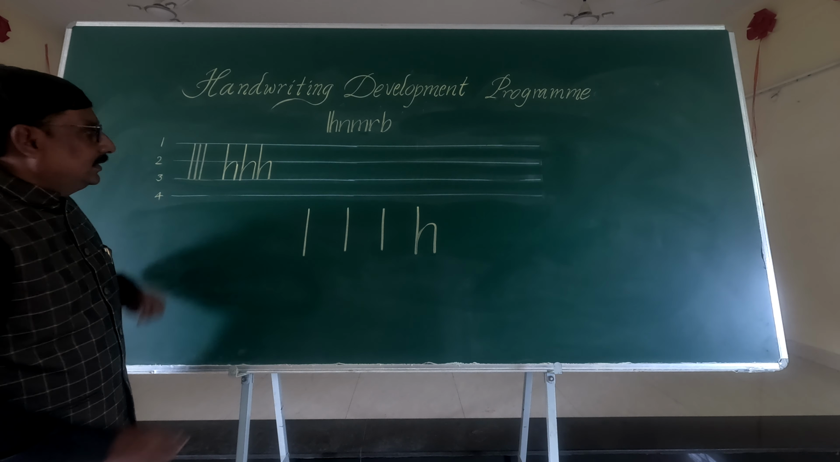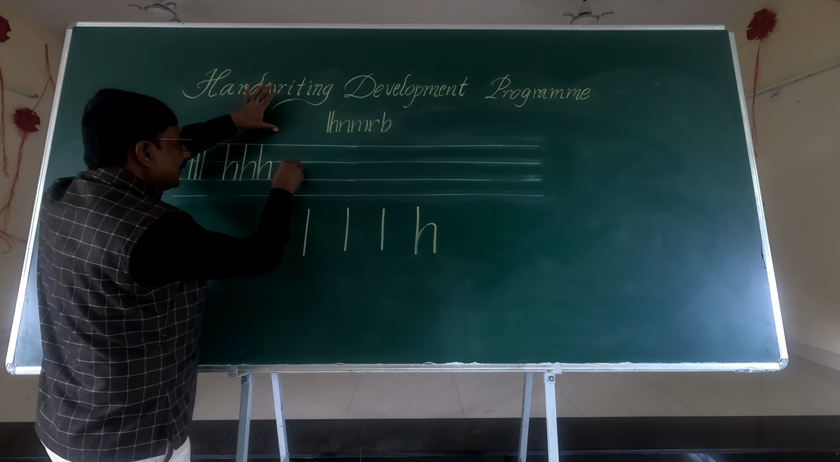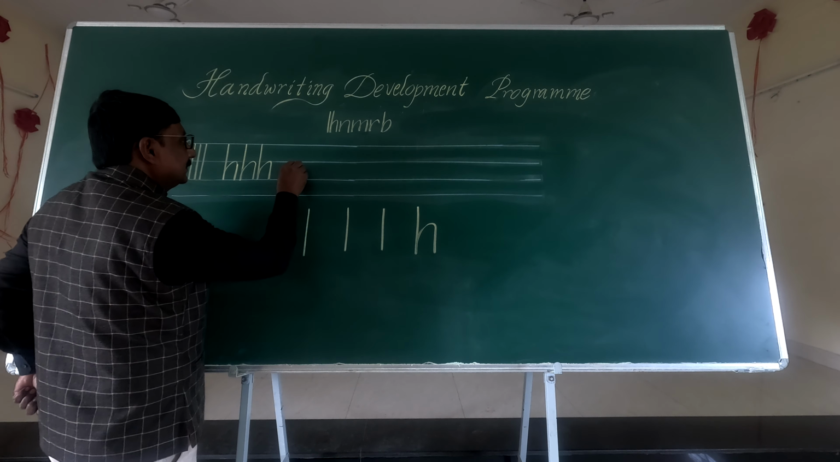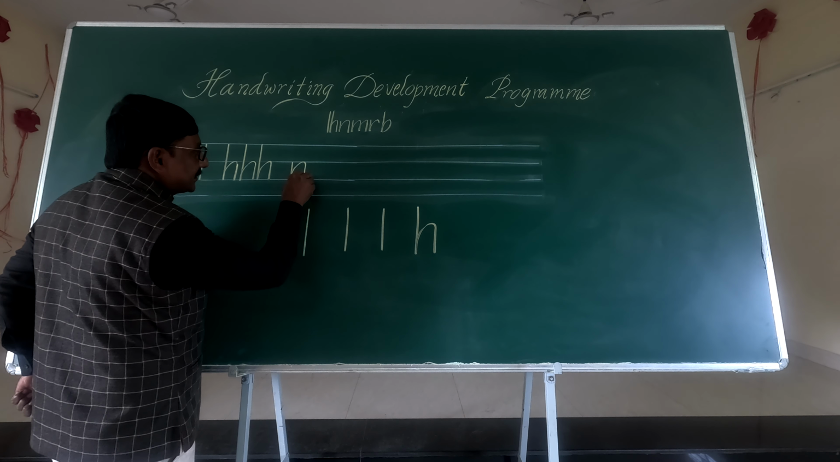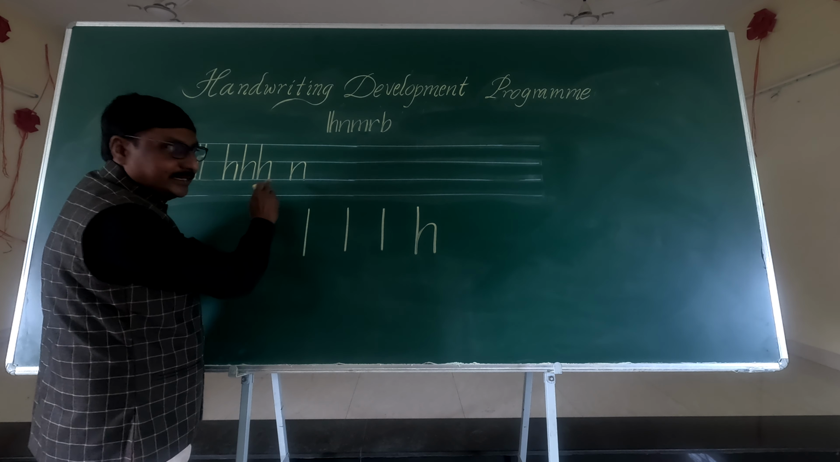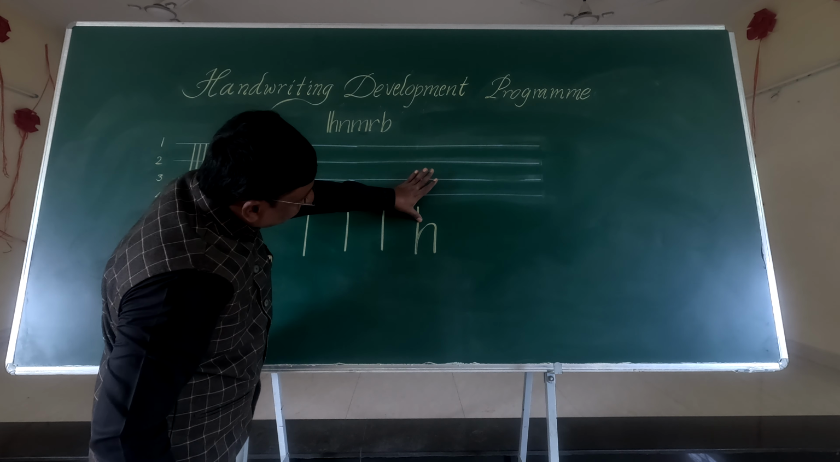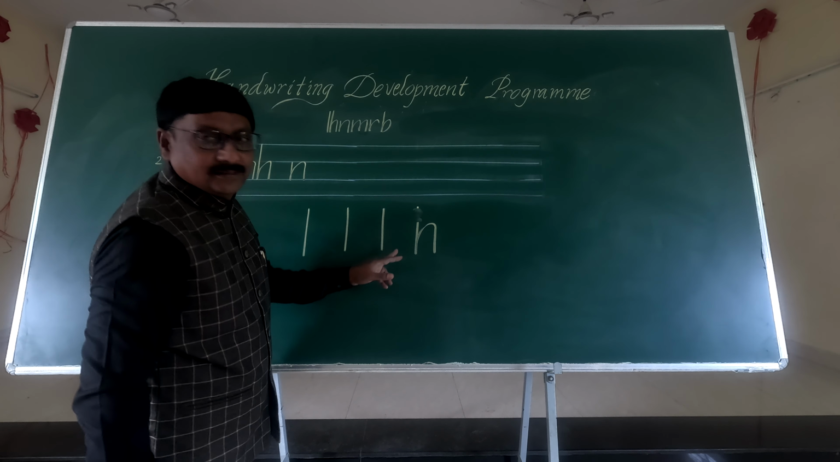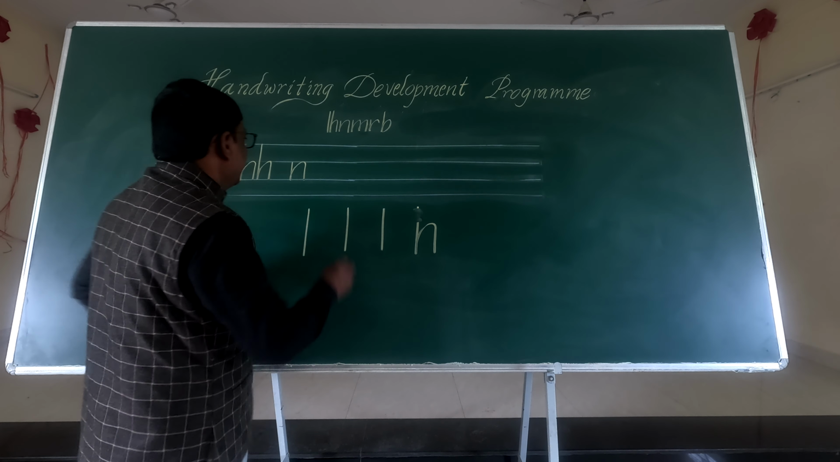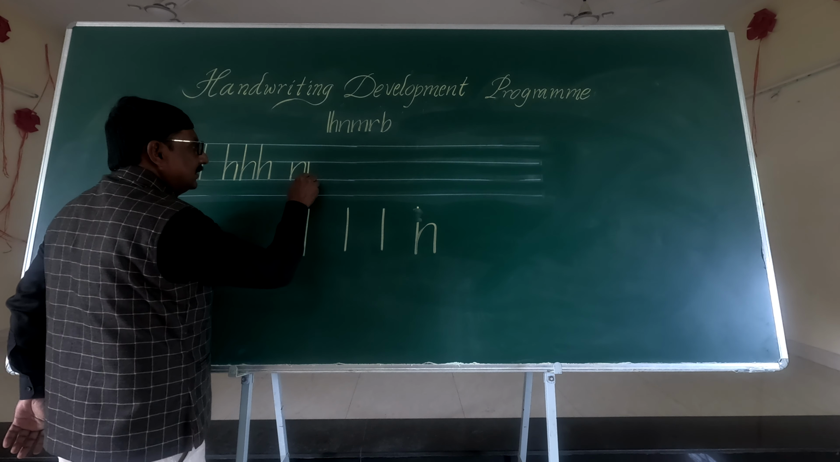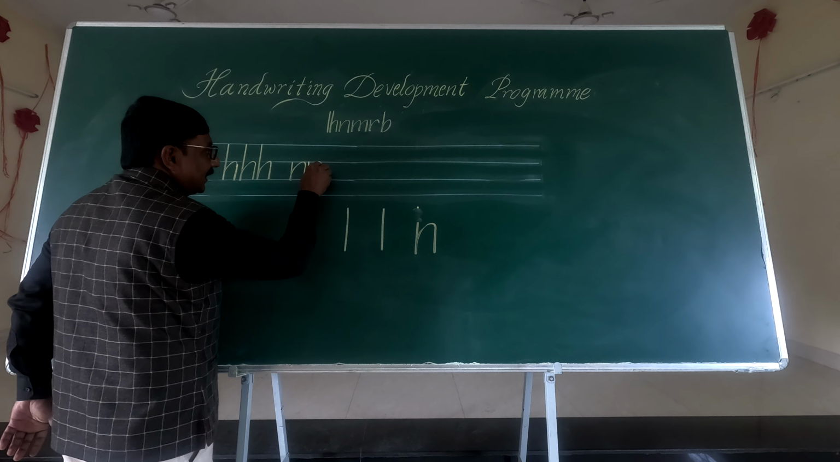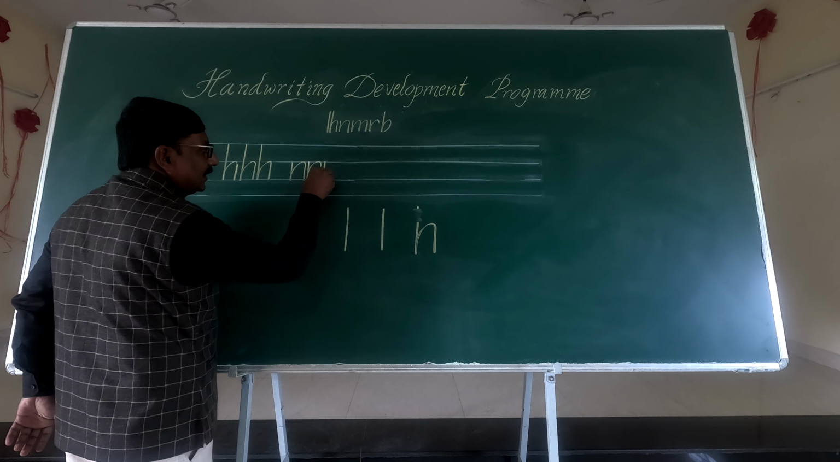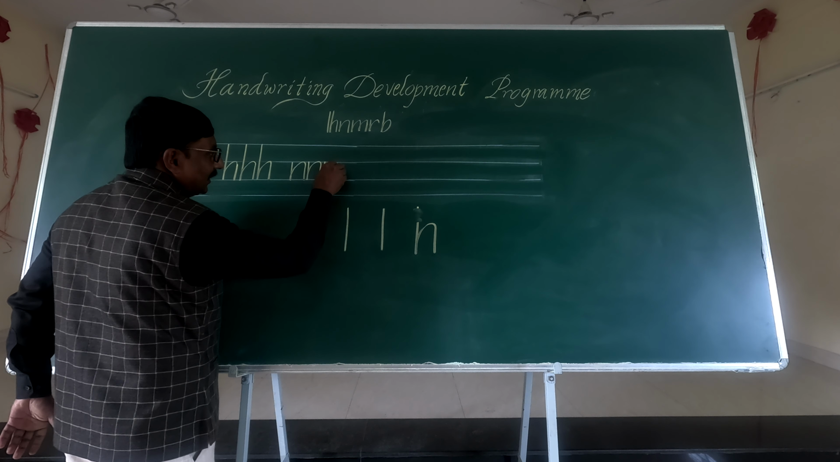I am taking now a small straight line and writing a curve and again a straight line. You know this is the letter N. N means it is the right part of the letter H. You see here. Straight line, curve, straight line.